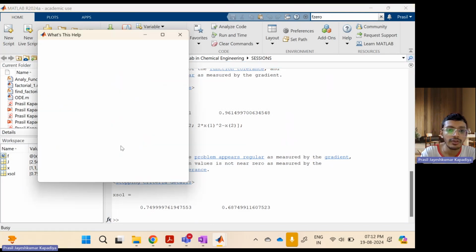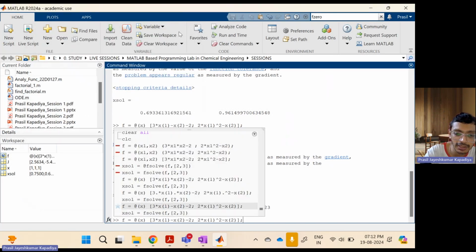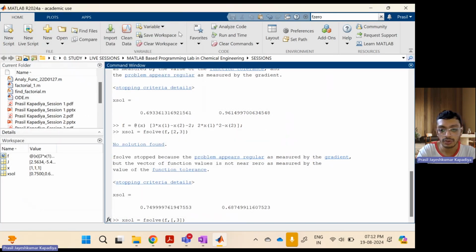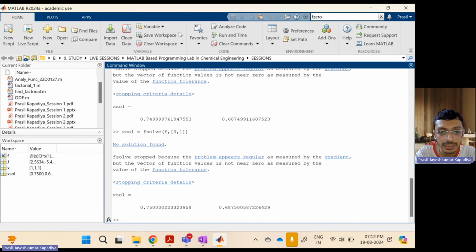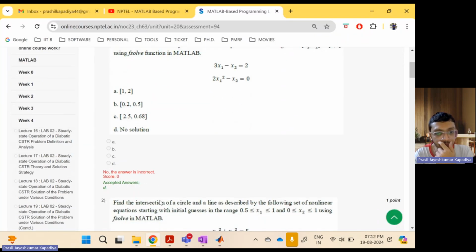So there is no solution available for this particular problem in interval 2 to 3. We can check for some other interval, but I'm not sure if a solution is there or not. No solution found. No solutions found. Okay, so this is not a solvable system. So the answer should be no solution. So the answer should be D.